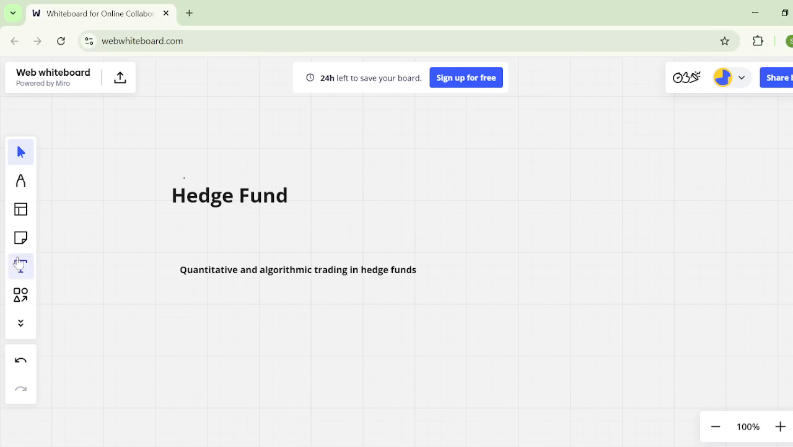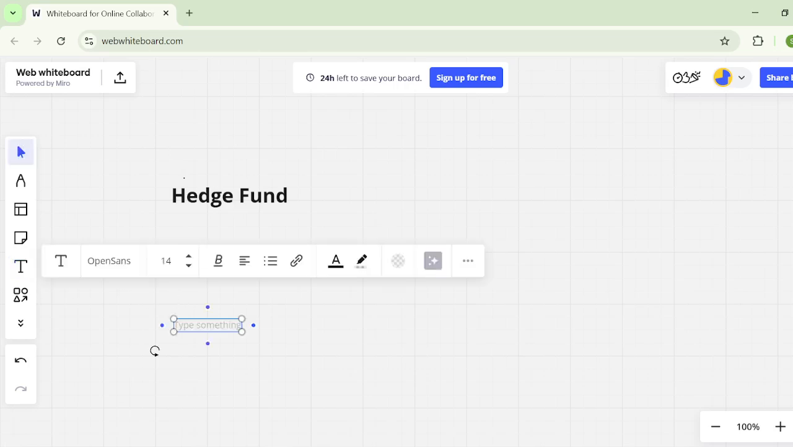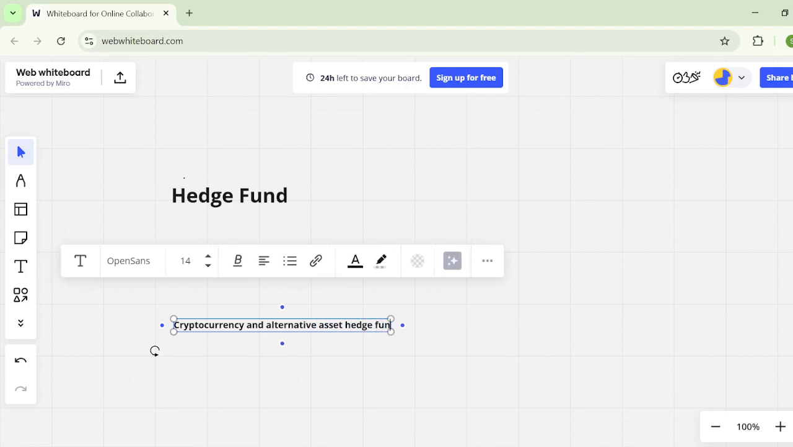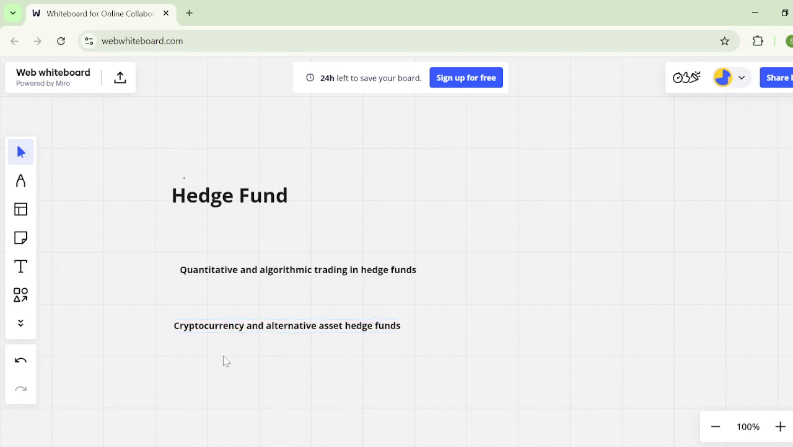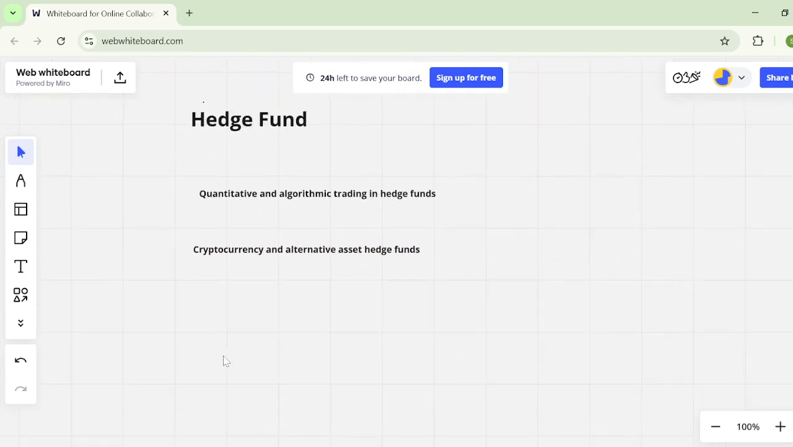Now the third is cryptocurrency and alternative asset hedge funds. This is also a point. Cryptocurrency and alternative asset hedge funds. So what are crypto hedge funds and their performance?